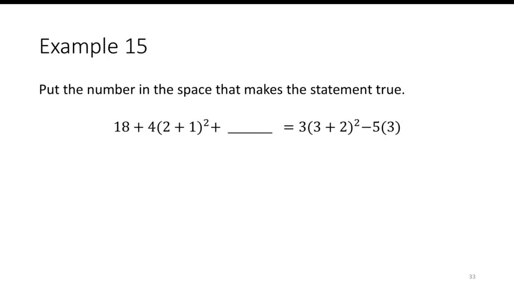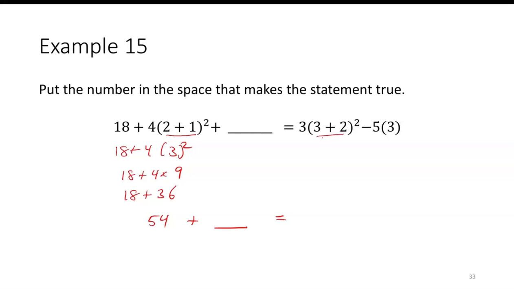All right, let's try more complicated. Put the number in the space that makes the statement true. So we're going to need to simplify as much as we can, then worry about the space. On the left, deal with the parentheses. So this becomes 18 plus 4 times 3 squared. Now the square becomes 18 plus 4 times 9. 4 times 9 is 36. And 18 plus 36 is 54. So 54 plus something is equal to the right-hand side.